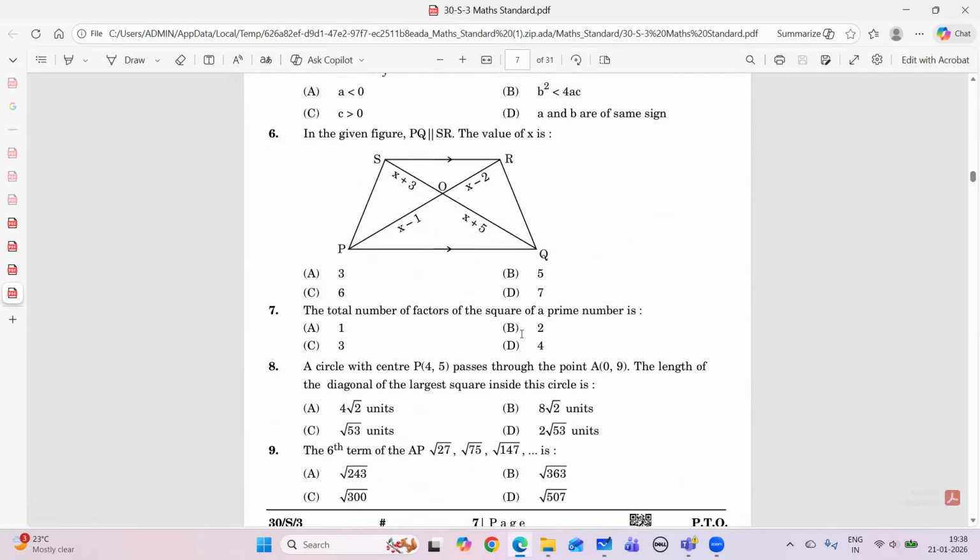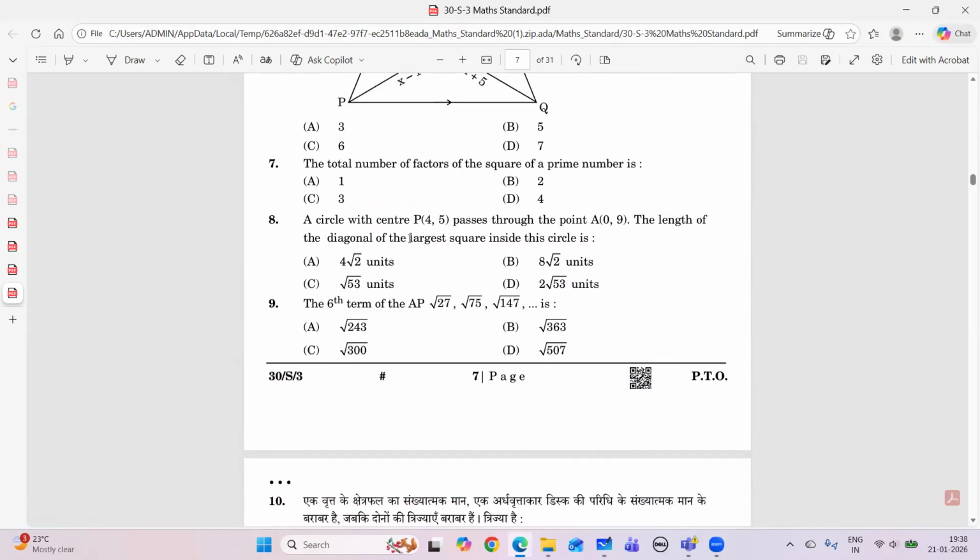The total number of factors of the square of a prime number is 3. A circle with center P(4, 5) passes through the point A(0, 9). The length of the diagonal of the largest square inside this circle is dash.